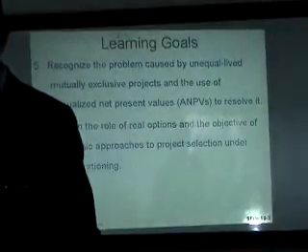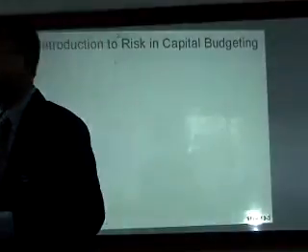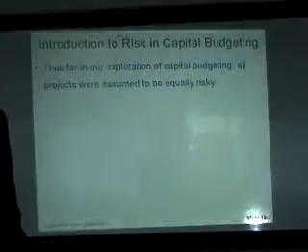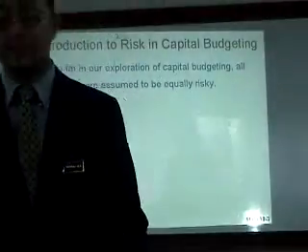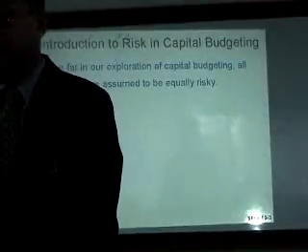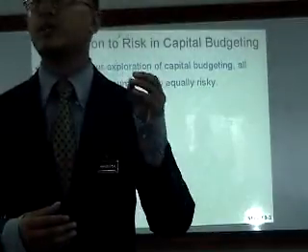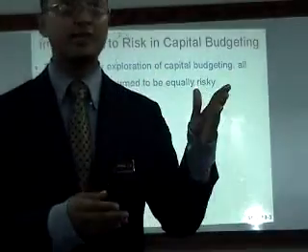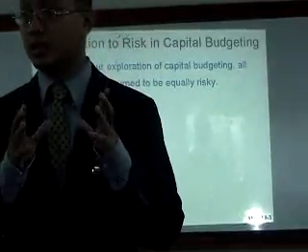This one we're not covering, so we just move on to the introduction to risk in capital budgeting. Thus far in our exploration of capital budgeting, all projects were assumed to be equally risky. You use the cost of capital of 10%: project A 10%, project B also 10%. So the risks are equal.